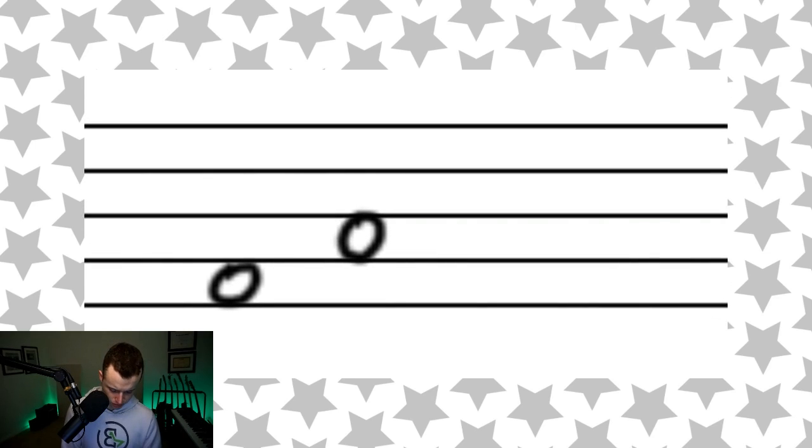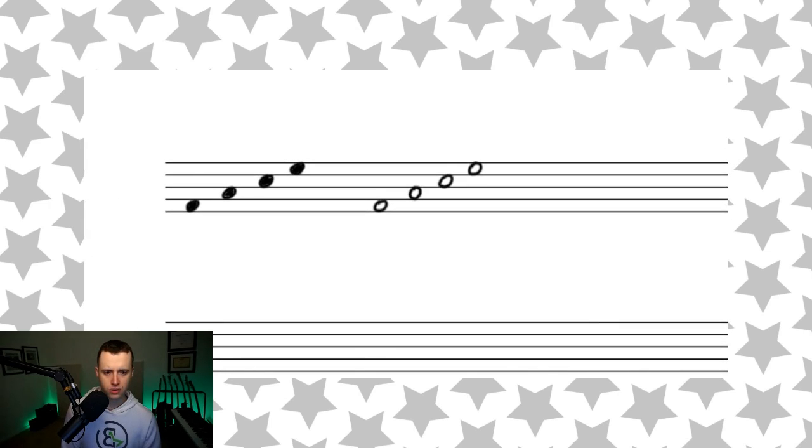Okay, space 3. Got a better tilt on that one. And space 4. Again, we're not looking for perfection here. There we go. Okay, so closed note heads, open note heads tilted for half notes at a 45-degree angle.